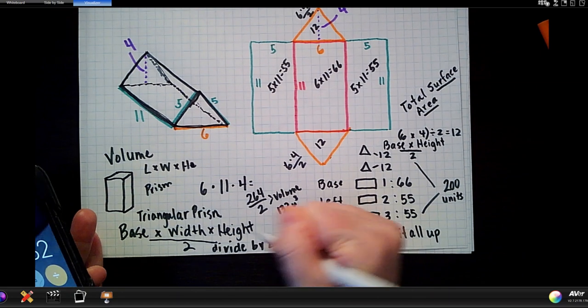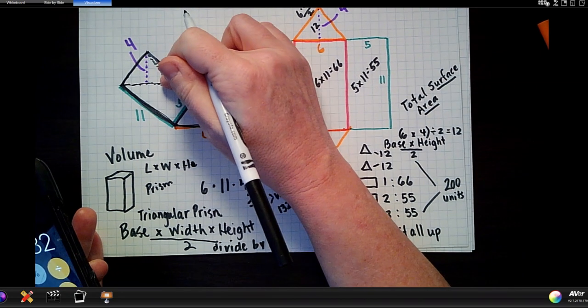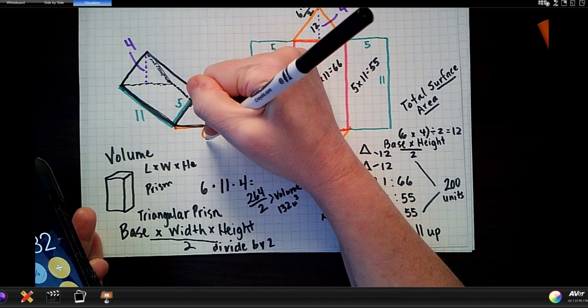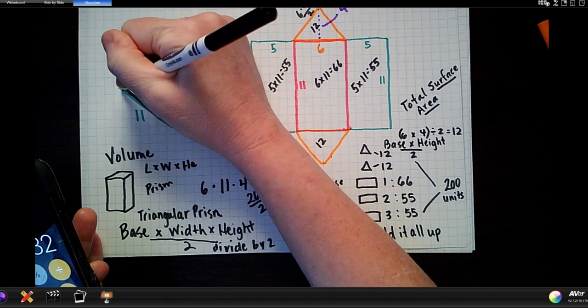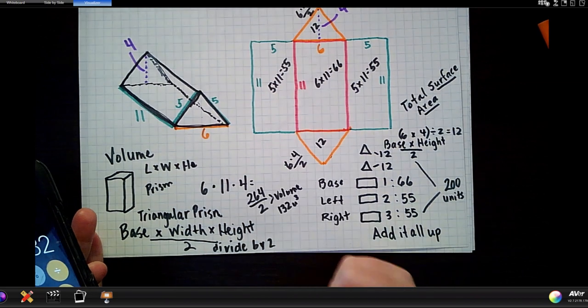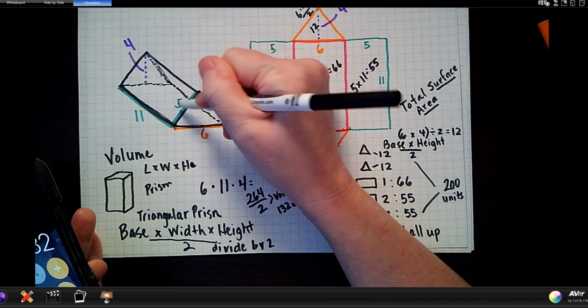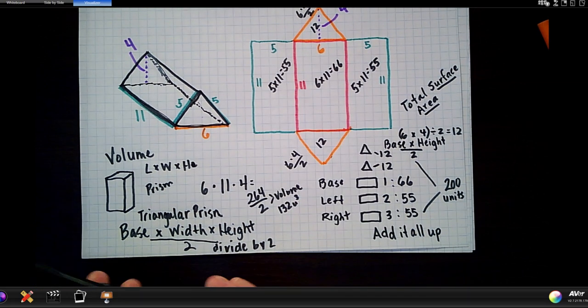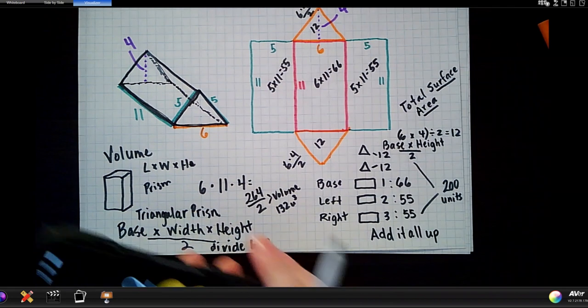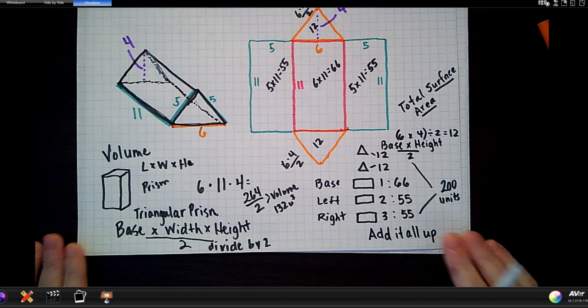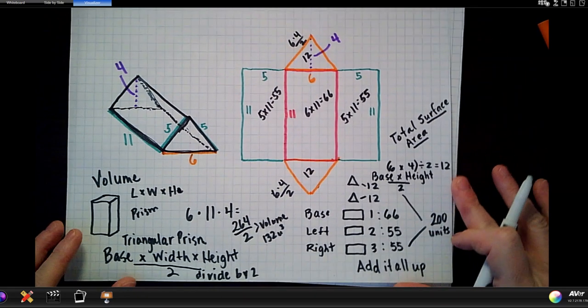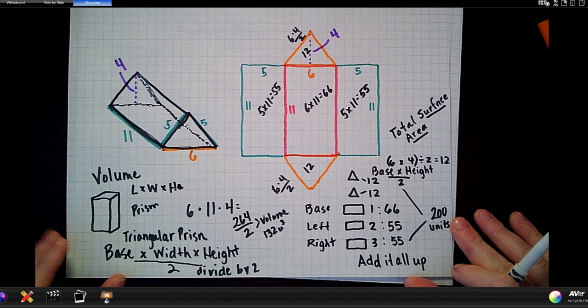So I have to make sure that I divide by 2 in order to find the volume of a triangular prism. You want to make sure that you're using the base, the length, the width, and the height. Okay? We don't need these, the sides, for the volume. That's just so we can find surface area. Okay? So there you go. Nice little poster. I'll take a picture of this, put it in our notes.